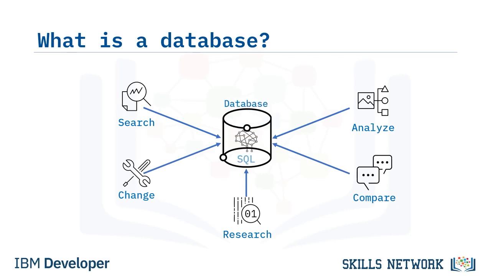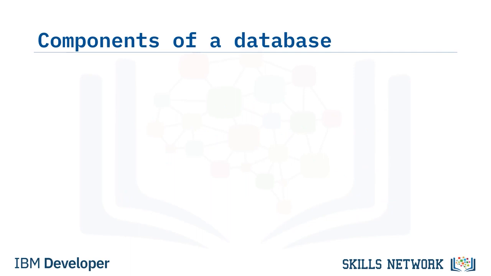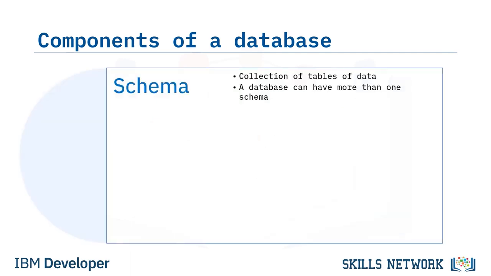The most common is SQL, but SQL has multiple flavors, depending on the type of database. And there are two types of databases, relational and non-relational. A database has four main components. A schema is a collection of one or more tables of data. A database can contain one or more schemas.